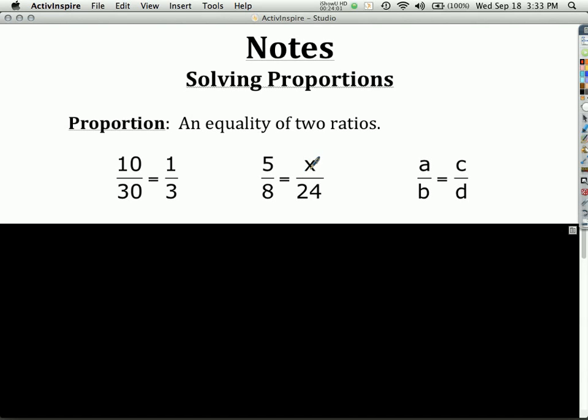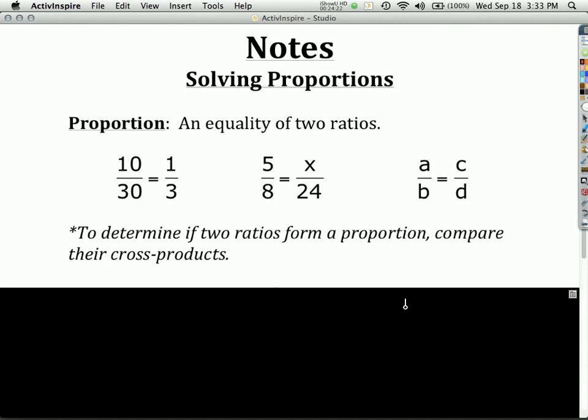Once we know that there's a proportional relationship, we can find a missing piece. This last example is the future. This is something you're going to start exploring two lessons from now, when there are variables. Okay? Any questions so far?